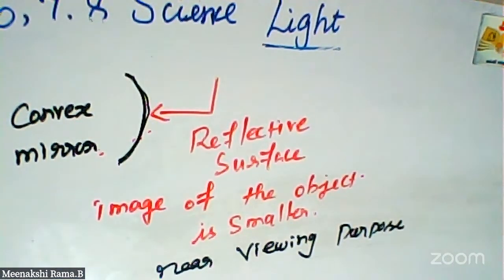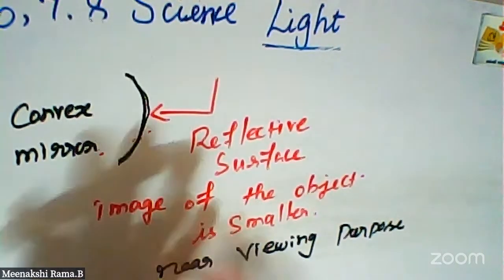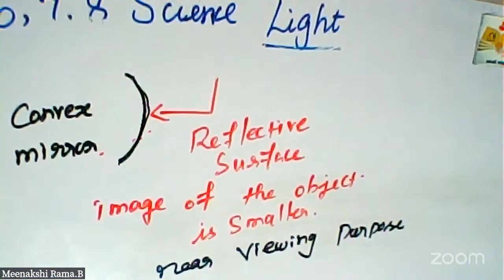Is that clear? What is a mirror? What are the kinds of mirror? The major ones are convex and concave mirrors. How is the reflective property applicable here? What is reflection? Is there any doubt, students? What is energy? What are the different kinds of energy? And what is light energy?